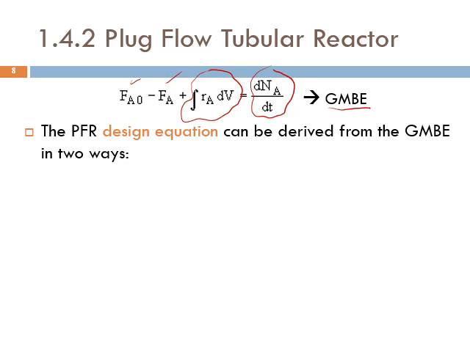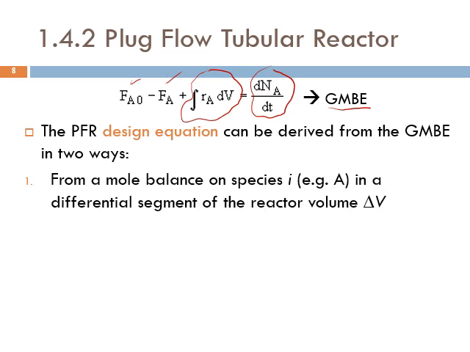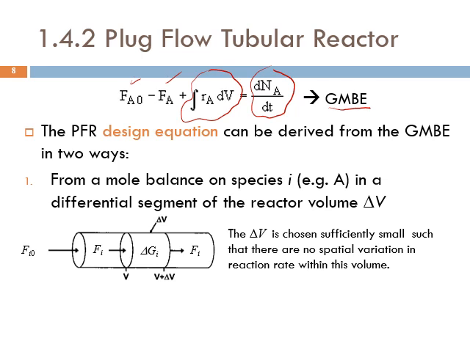The plug flow reactor design equation can be derived from the general mole balance equation in two ways. The first way is from a mole balance on a species i in a differential segment of the reactor volume, delta V. As you can see, we take a small differential volume. This is delta V, the small differential volume.